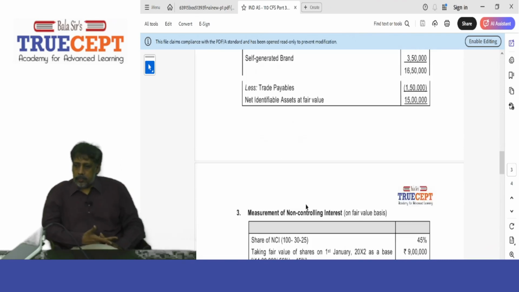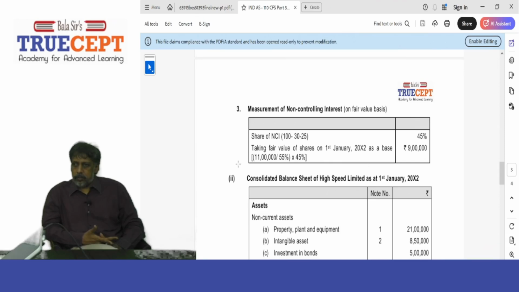Next we have the measurement of non-controlling interest. Share of NCI is 100 minus 30 minus 25. You will get 45. 45% is NCI. Taking the fair value of shares on 1st January 2022 as a base, 11 lakh represents what? 55%. What is for 45?